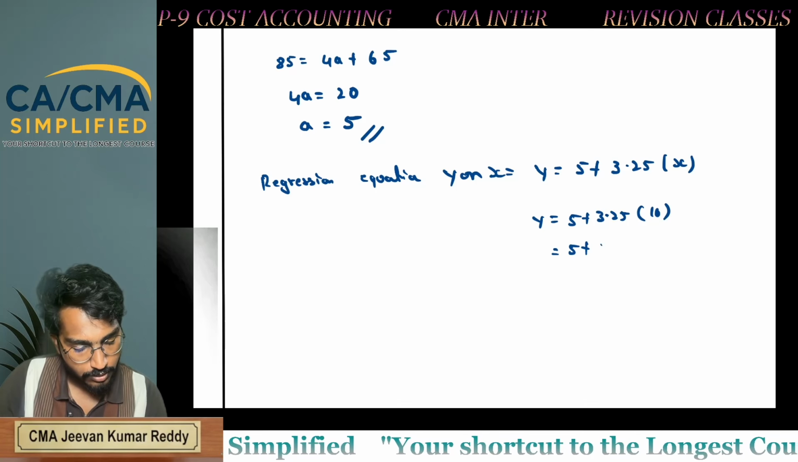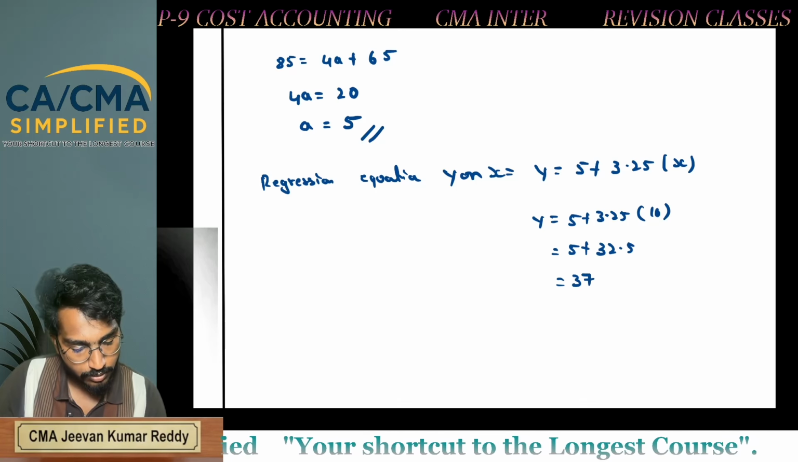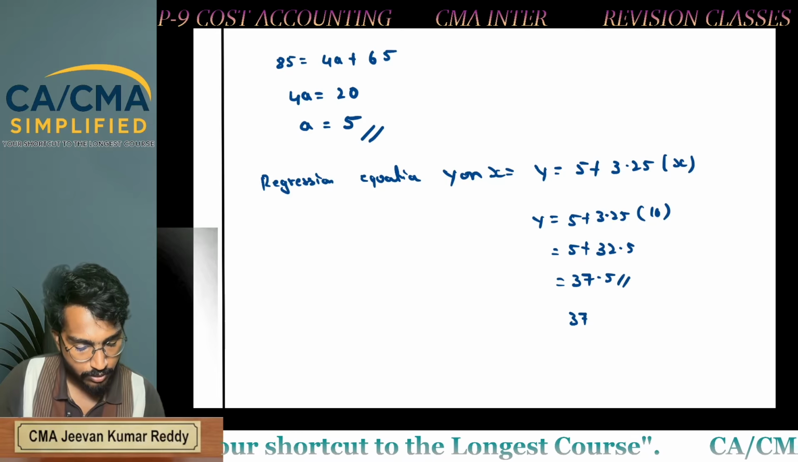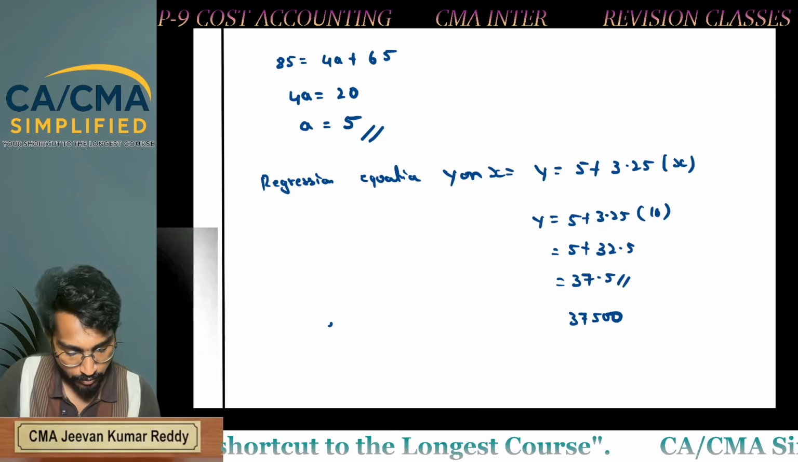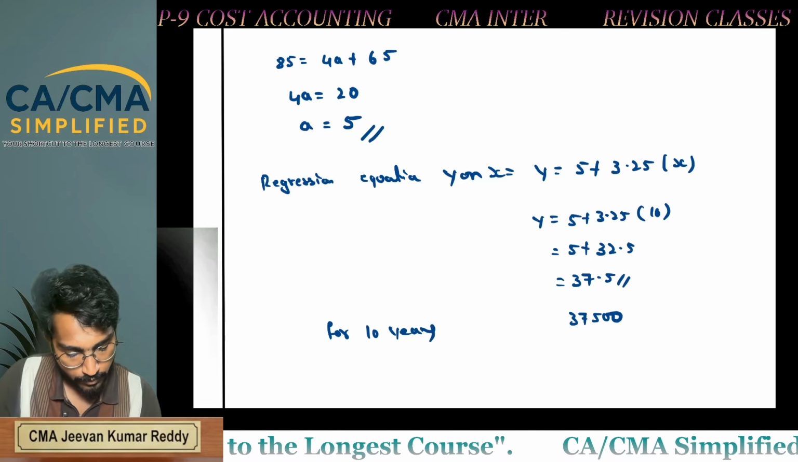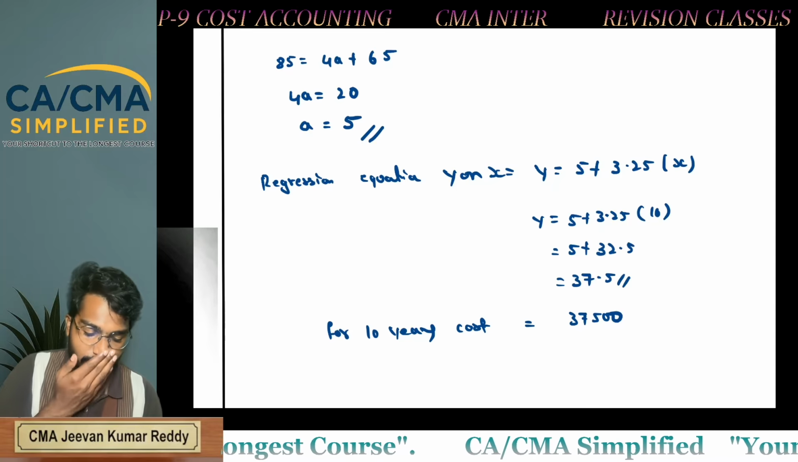5 plus 32.5, that comes to 37.5, nothing but 37,500 for 10 years. Cost is equal to 37,500.